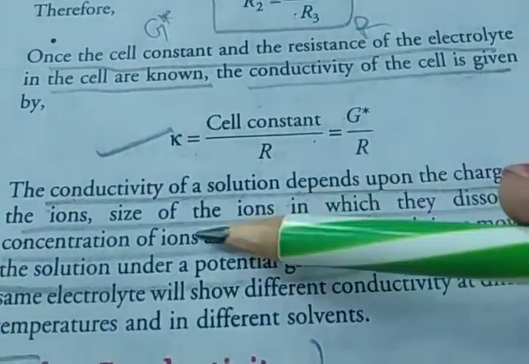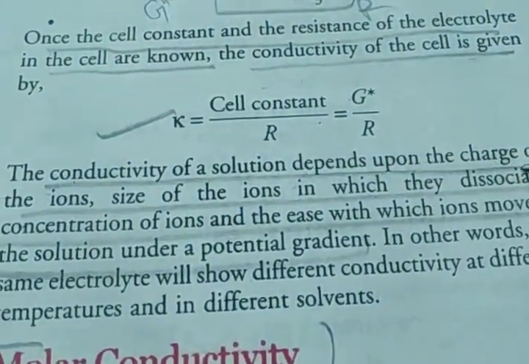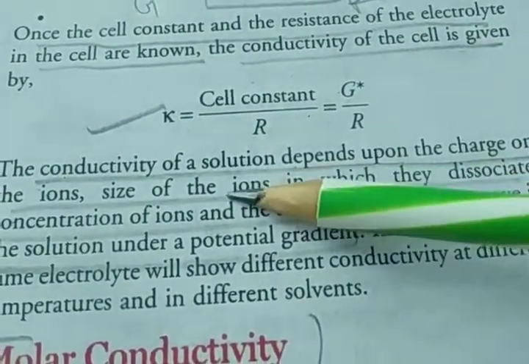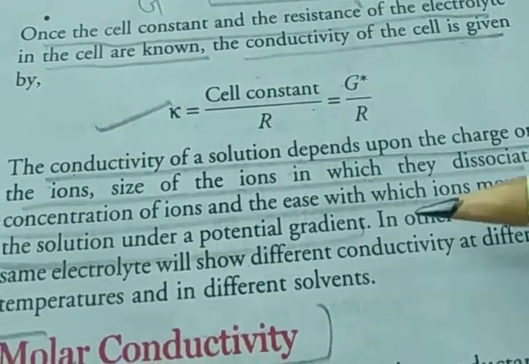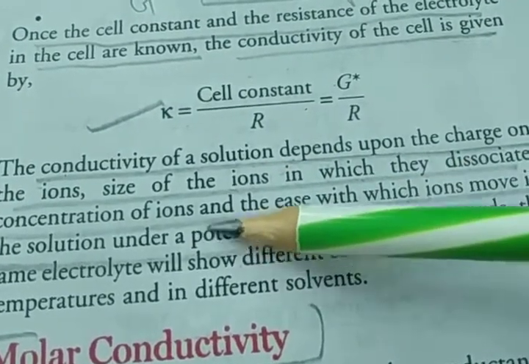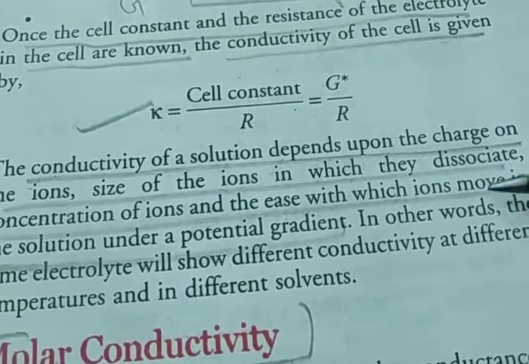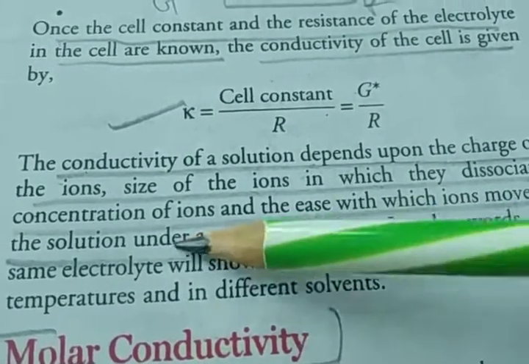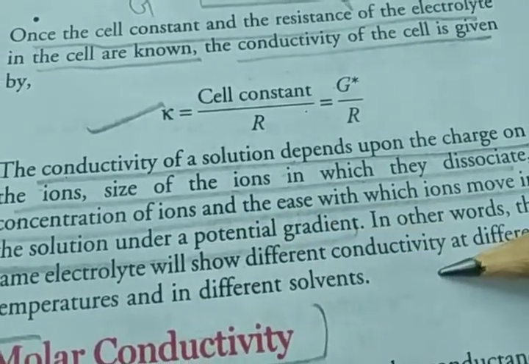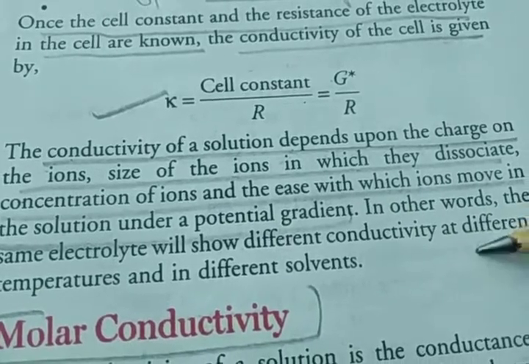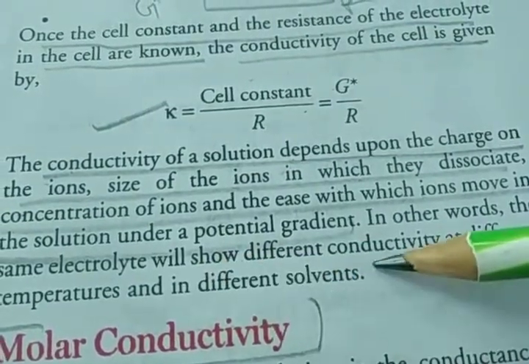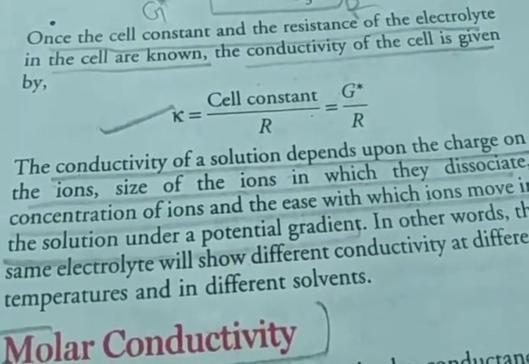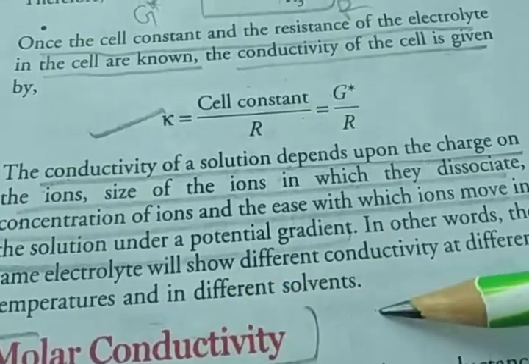So the conductivity of the solution depends upon the charge on the ions, the size of the ions into which they dissociate, the concentration of the ions, and the ease with which ions move in the solution under a potential gradient. In other words, the same electrolyte will show different conductivity at different temperatures and in different solvents.